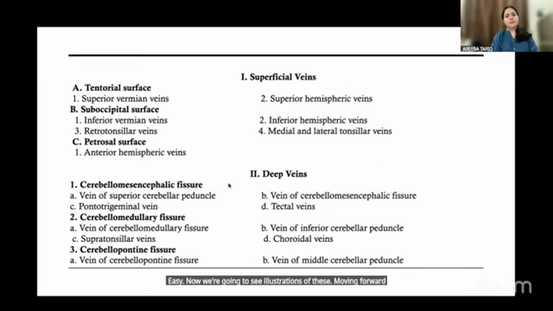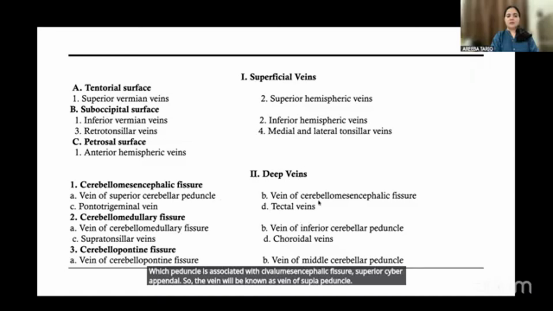Moving forward to the deep group of veins. Now it is divided into 3 parts based on the 3 fissures. The 3 fissures that are present in the posterior fossa: cerebellomesencephalic between the cerebellum and midbrain, cerebellomedullary between the cerebellum and medulla oblongata, cerebellopontine between the cerebellum and pons. Now the cerebellomesencephalic fissure will have a vein of a peduncle. Which peduncle is associated with the cerebellomesencephalic fissure? Superior cerebellar peduncle. So the vein will be known as the vein of the superior cerebellar peduncle.